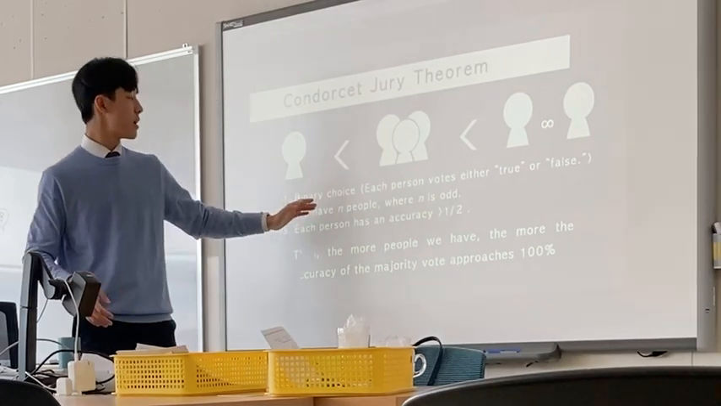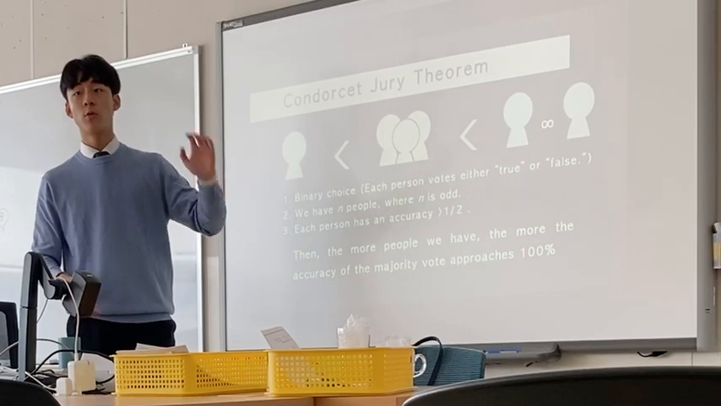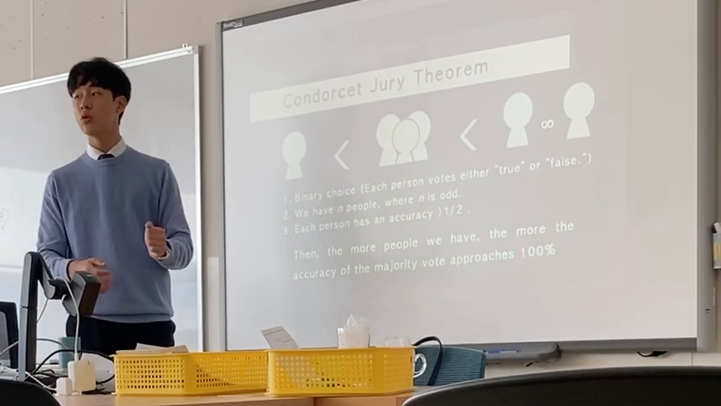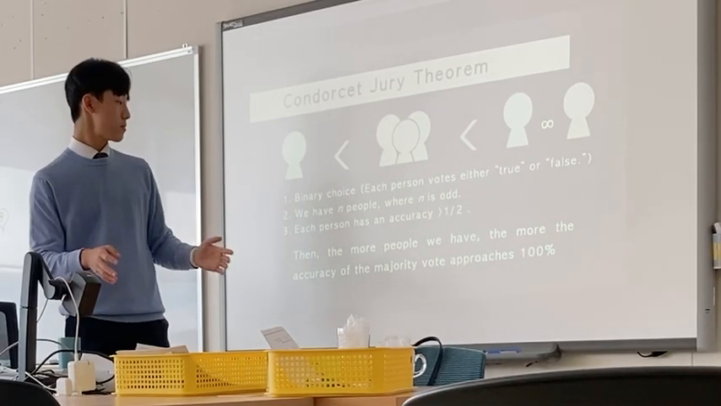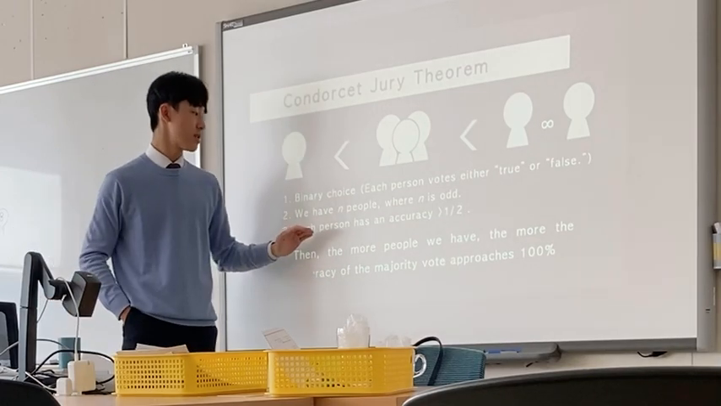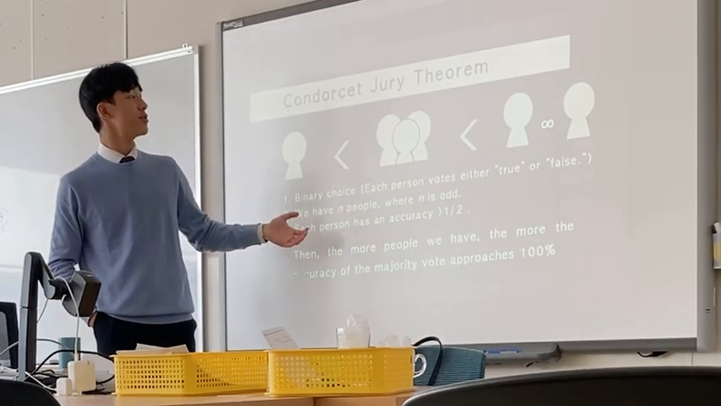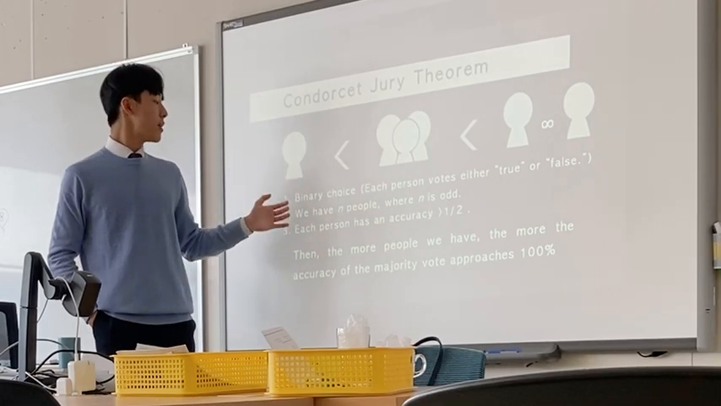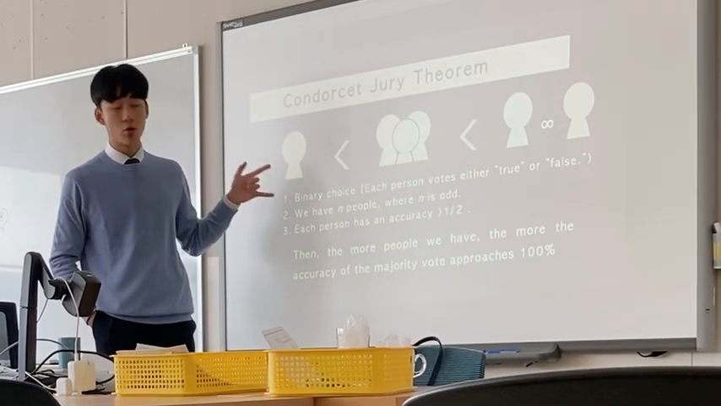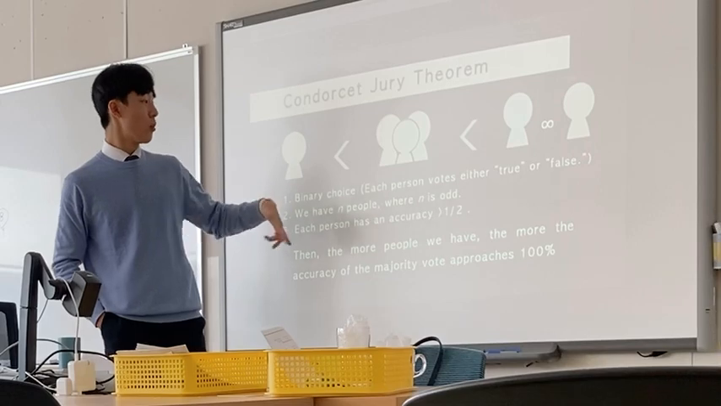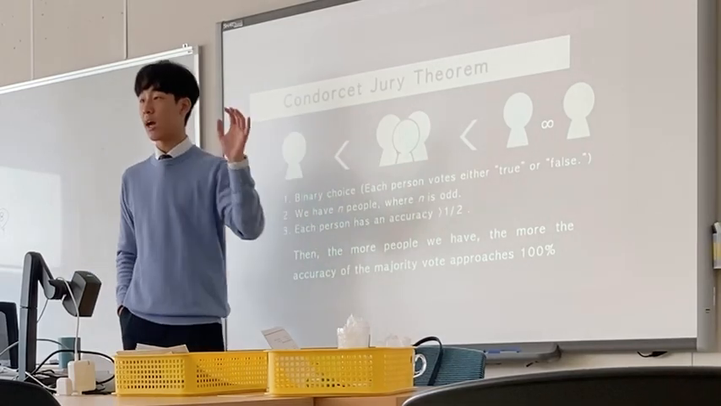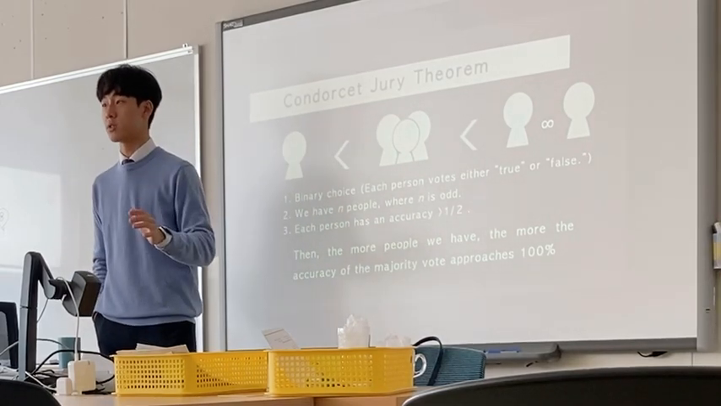And each person has a binary choice. So you vote for either true or false. And each person has an accuracy of more than 1/2. These are the 3 preconditions for this theorem. Then if these 3 preconditions hold true, the more people we have, the more the accuracy of the vote actually approaches 100%.